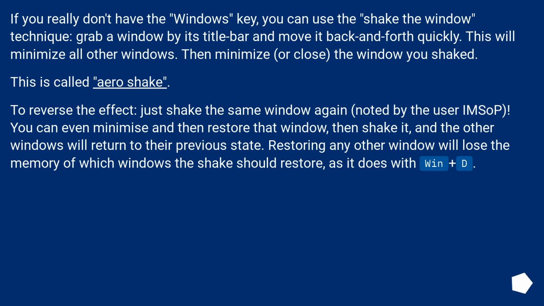If you really don't have the Windows key, you can use the shake the window technique. Grab a window by its title bar and move it back and forth quickly. This will minimize all other windows. Then minimize, or close, the window you shook. This is called Aero Shake. To reverse the effect, just shake the same window again, noted by the user MSOP.